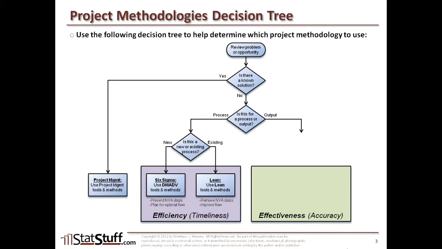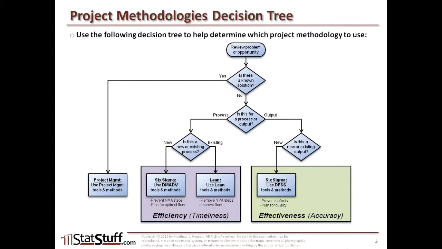Now, from the output perspective, again, that's going to be pointing to the effectiveness and accuracy side of the methodologies. We would want to ask the same question, is this for a new or an existing output that we're focusing on? If it's for a new output, something new that's being created, then we would use the Six Sigma methodology of DFSS, which stands for Design for Six Sigma. It's again another set of tools and methods that are helpful when you want to create something new using the Six Sigma methodology.